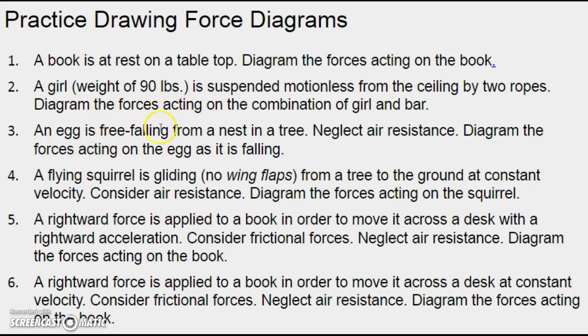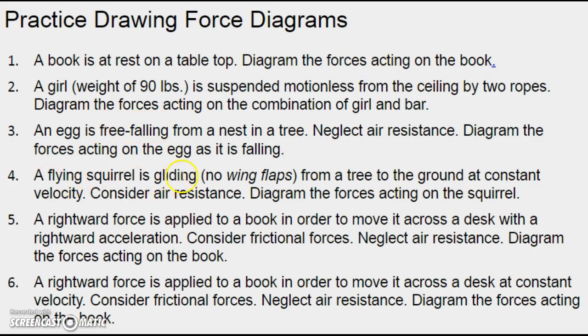Number 3, an egg is free falling. Remember, if an object is in free fall, only gravity, or F of g, is acting upon it. Be careful when you are drawing the diagram. Notice it says neglect. That means ignore, or consider air resistance to be 0. When we say free fall, we're saying only gravity is acting on the object.